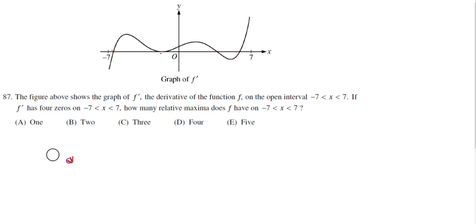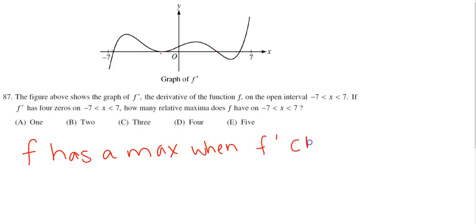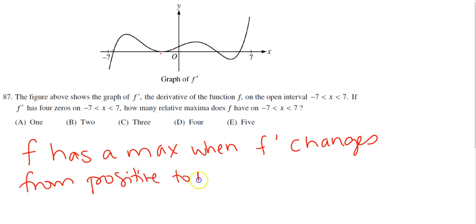So let's write that. F has a max when f prime changes from positive to negative, so above the x-axis to below the x-axis, which only happens once.